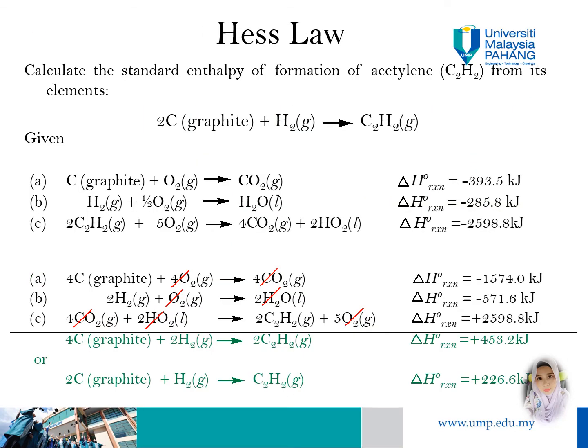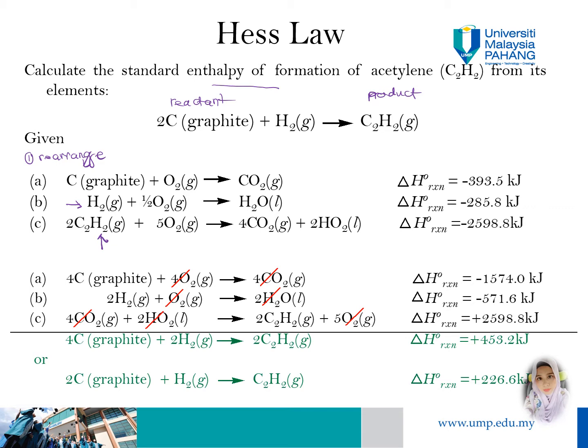Okay, let's consider this question, how we apply Hess's law. First, we need to identify what is the reactant and what is the product that we want. Our reactants are graphite and hydrogen, and the product is acetylene. So we first need to rearrange these equations. So these are the equations.